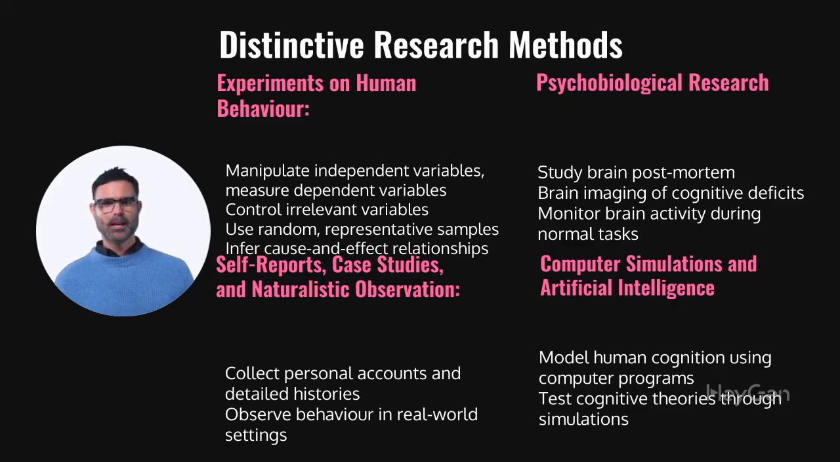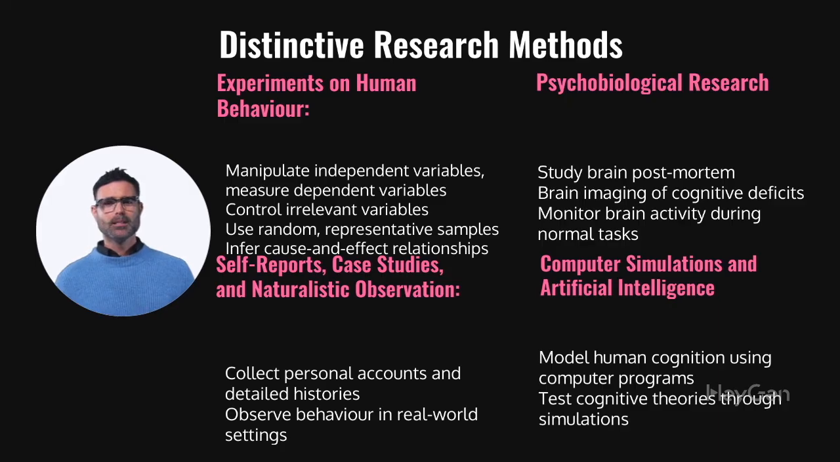There are three main ways. First, postmortem studies, where the brains of individuals are examined after death to connect brain structures to cognitive abilities. Second, using brain imaging techniques to study individuals with cognitive deficits like memory loss or speech difficulties to identify abnormalities. Third, real-time monitoring of brain activity while people perform tasks, revealing which brain areas are active during different cognitive processes.